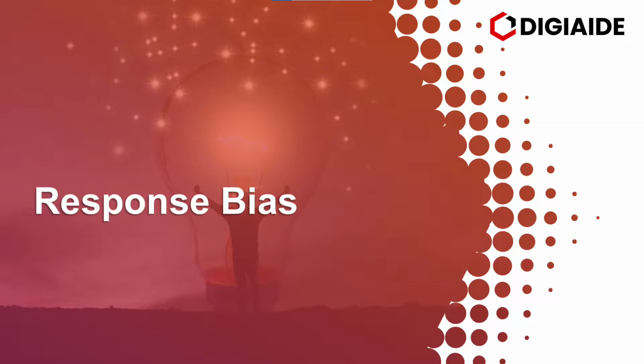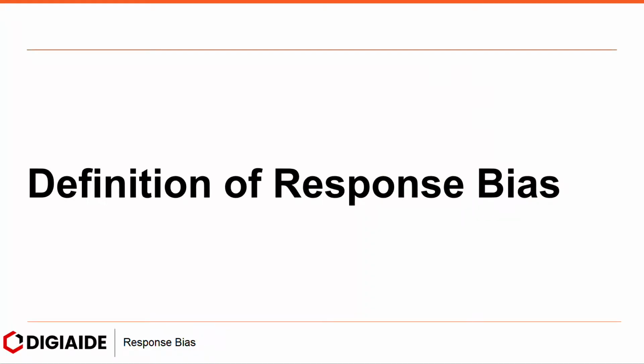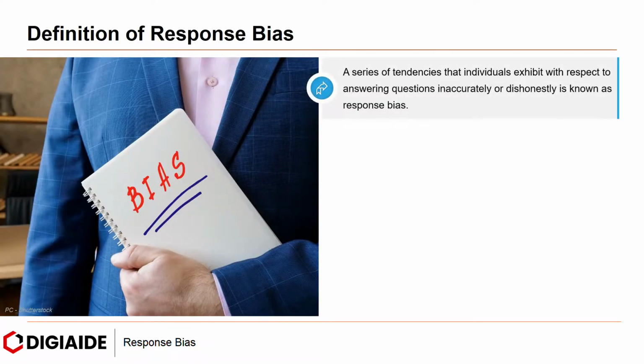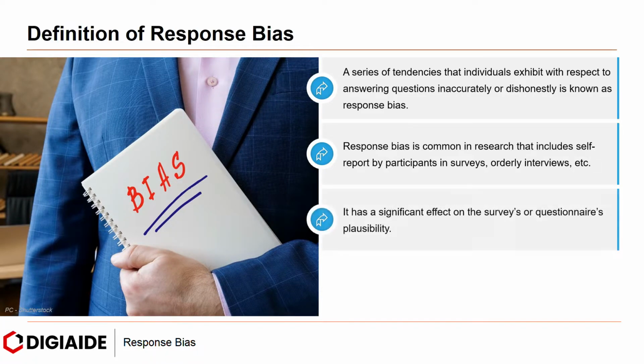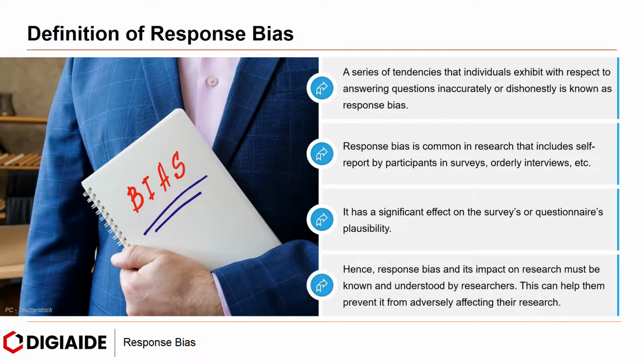In this video, we are going to cover the topic on response bias. Now let's start with the definition of response bias. A series of tendencies that individuals exhibit with respect to answering questions inaccurately or dishonestly is known as response bias. Response bias is common in research that includes self-report by participants in surveys, orderly interviews, etc. It has a significant effect on the surveys or questionnaires' plausibility. Hence, response bias and its impact on research must be known and understood by researchers. This can help them prevent it from adversely affecting their research.